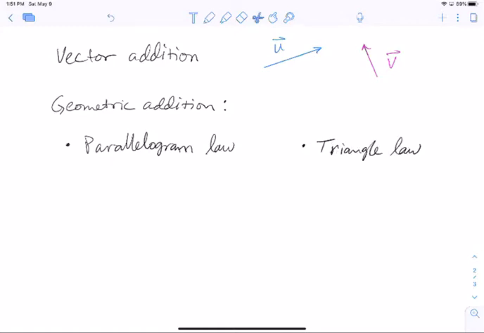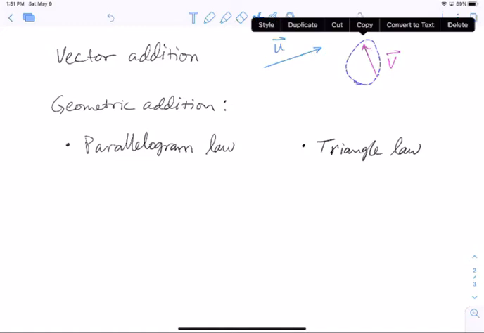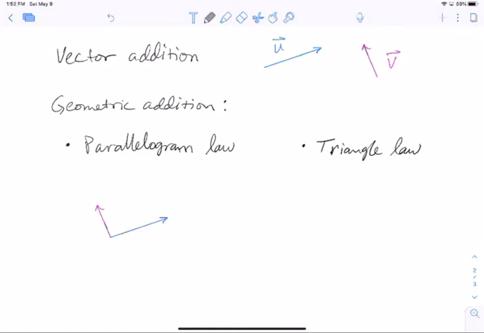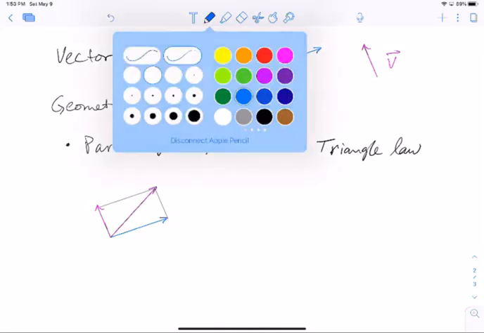The parallelogram law says take the vector v and the vector u and orient them so that their tails are at the same point. And the parallelogram that is formed by basically closing up the shape has a diagonal. That diagonal is going to be the sum of u and v.